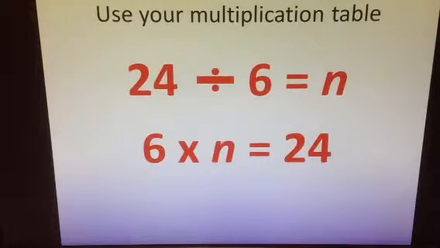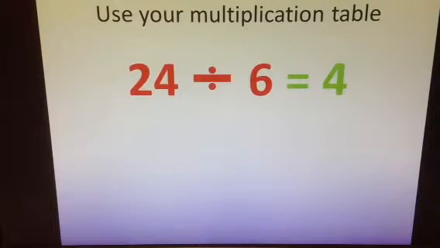Try this one with a multiplication table. 24 divided by 6 equals n, which means a mystery number. You can also think of it as 6 times that mystery number equals 24. Pause the video if you need to think about it. 24 divided by 6 equals 4.